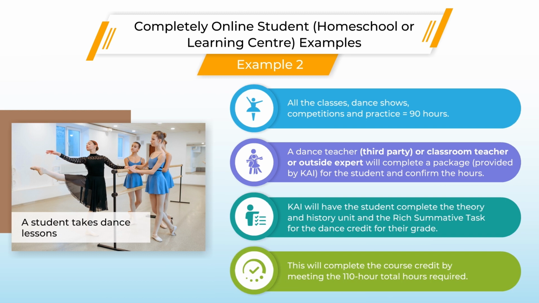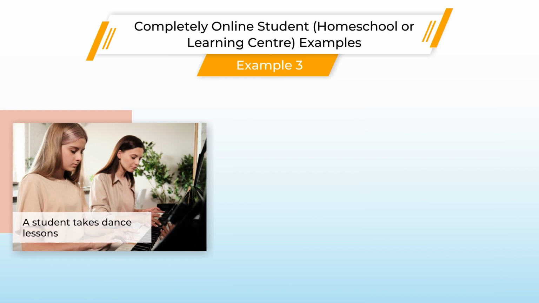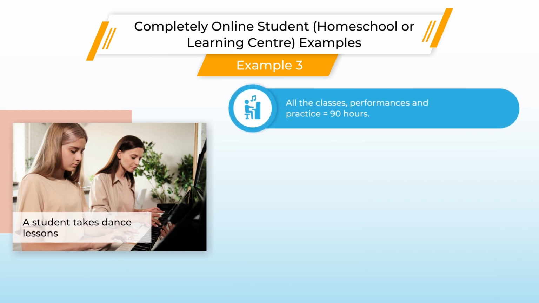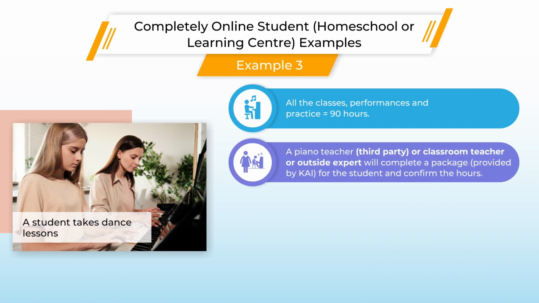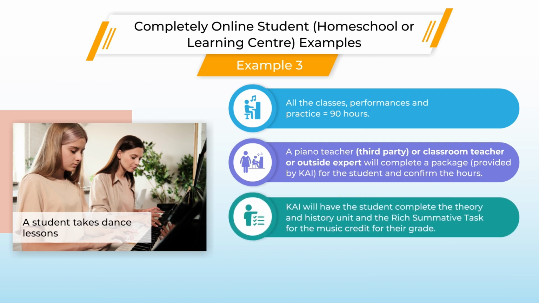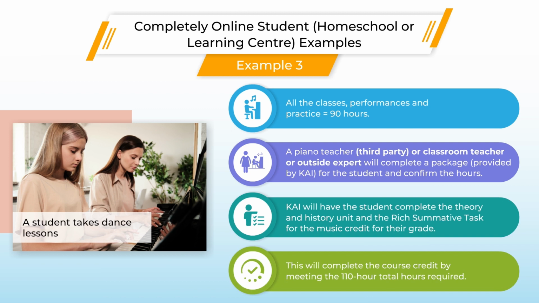A final example. If a student takes piano lessons, all the classes, performances, and practice is equivalent to 90 hours. A piano teacher or classroom teacher or outside expert will complete a package for the student and confirm the hours. Then, Canada Academy International will have the student complete the theory and history unit and the rich summative task for the music credit for their grade. This will complete the course credit by meeting the 110-hour total hours required.